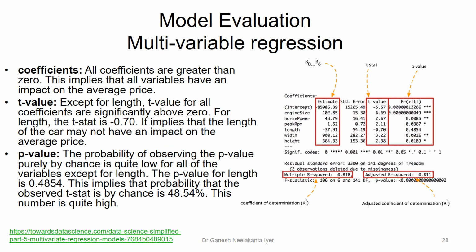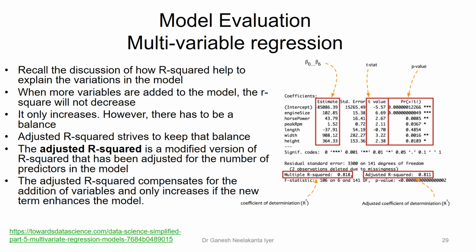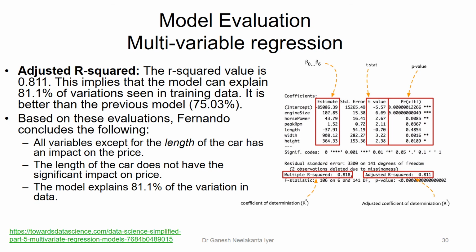And we can continue doing the same for our multivariate regression. And here, when more variables are added, we calculate a new variable called adjusted R squared. It is a modified version of R squared that has been adjusted for the number of predictors. It compensates for the additional variables and only increases if the new term enhances the model. So in this example, the adjusted R squared comes to 81.1%, which is very good.